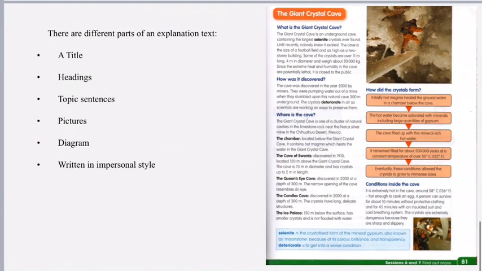And explanation texts are written in an impersonal style that we spoke about last week. So an impersonal style is a way you would write to someone you do not know. You wouldn't use lots of slang words. It would be formal writing. So that's basically what an explanation text is. Formal, impersonal writing, telling you more information and explaining something.